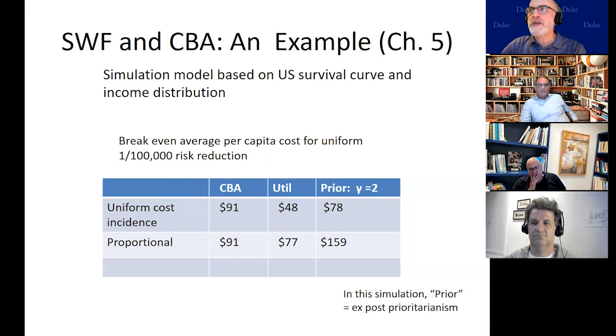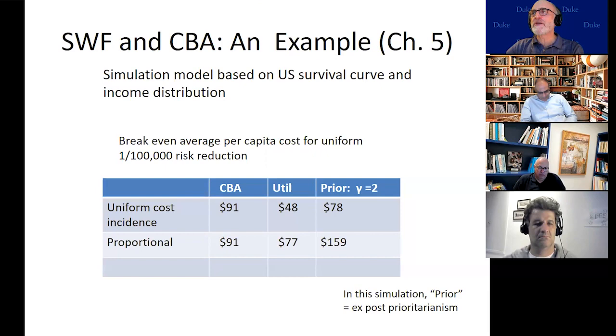That's something that demographers collect every year for the whole US population, looking at each age, basically what percentage of the age group dies during the year. Based upon that information, you can construct a survival curve. I took that and then information about the income distribution and built this simulation model.